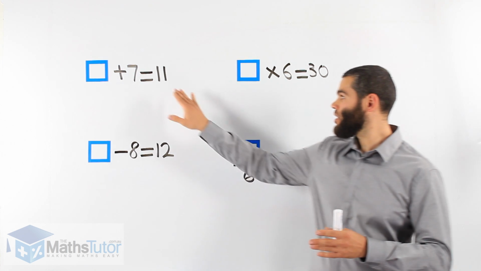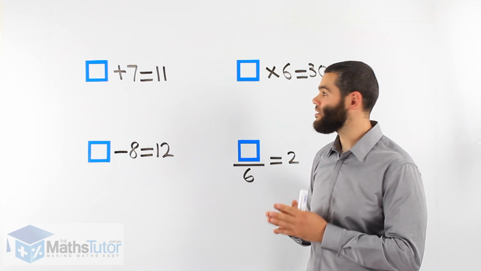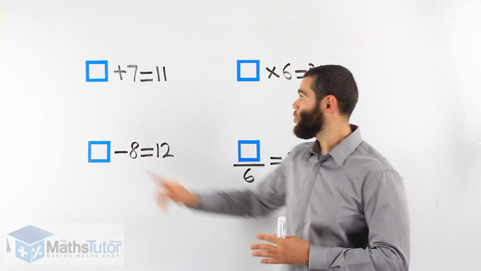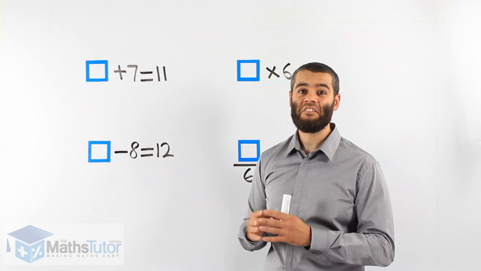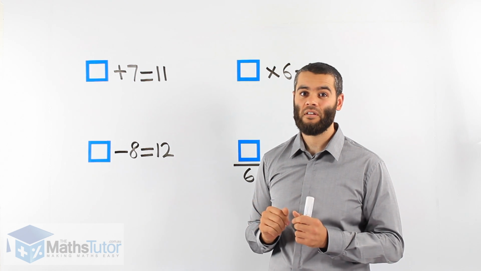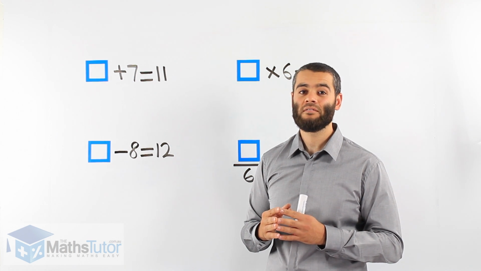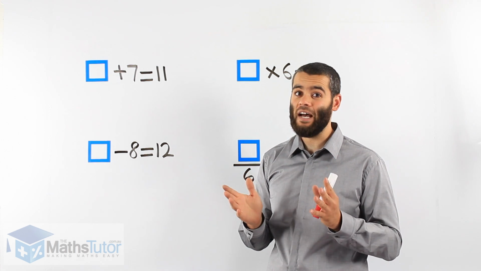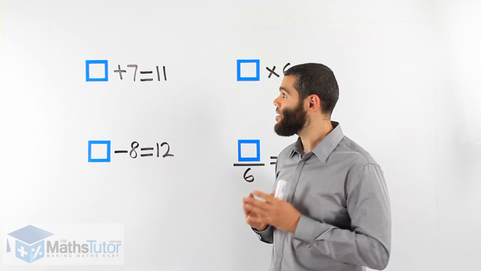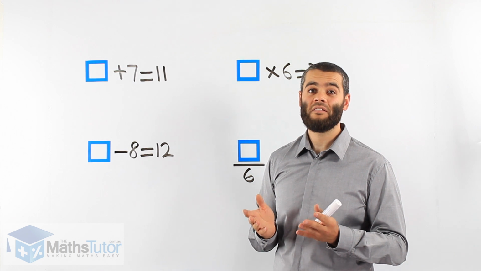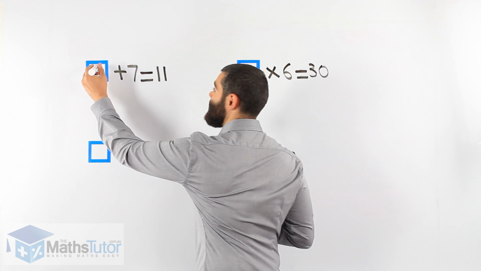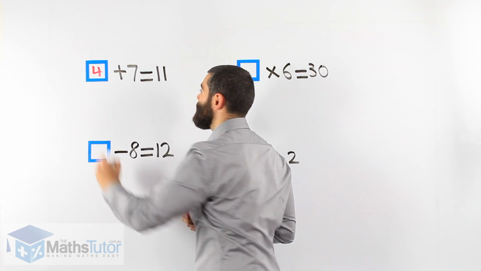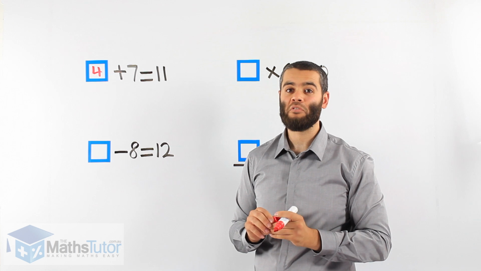Okay, let's see how we're going to do this one. Oh, looks hard. What's in here? A missing number. Something plus 7 equals 11. What's that number? Think really hard. It must be really tough. Something plus 7 is 11. What is it? 4. 4 plus 7 equals 11.